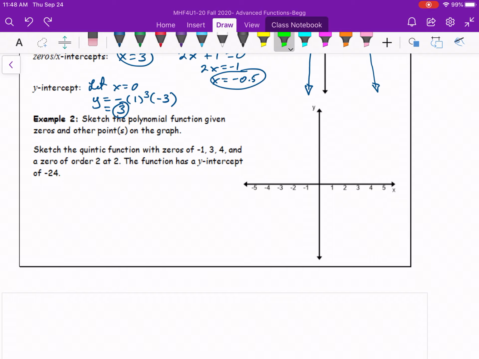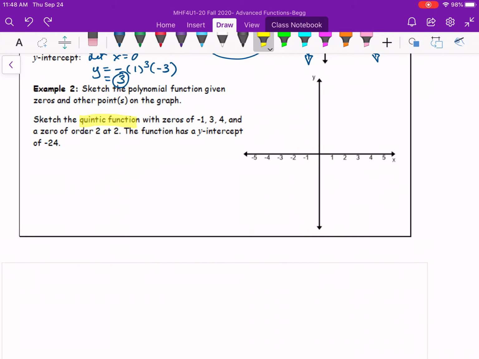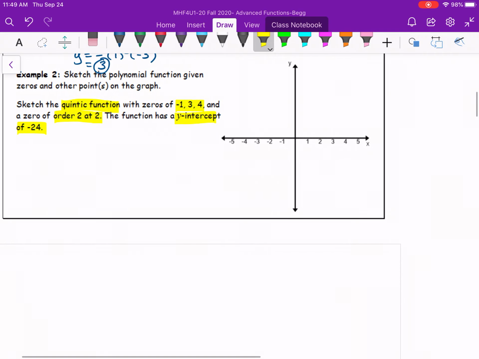Let's do another sketch. Sketch the polynomial function that has zeros and other points on the graph. Okay, it's a quintic function, degree 5, zeros at negative 1, 3, 4, a zero of order 2 at 2, and it has a y-intercept of negative 24. All right, well, we can put that all together and see what we get. I don't have to make an equation out of it. My first instinct is to do that, but let's just see if we can graph it without doing that.